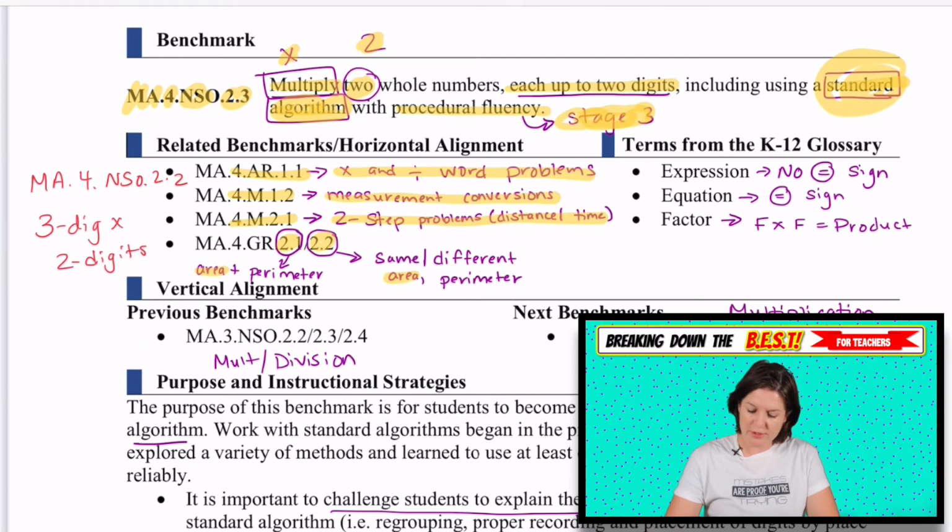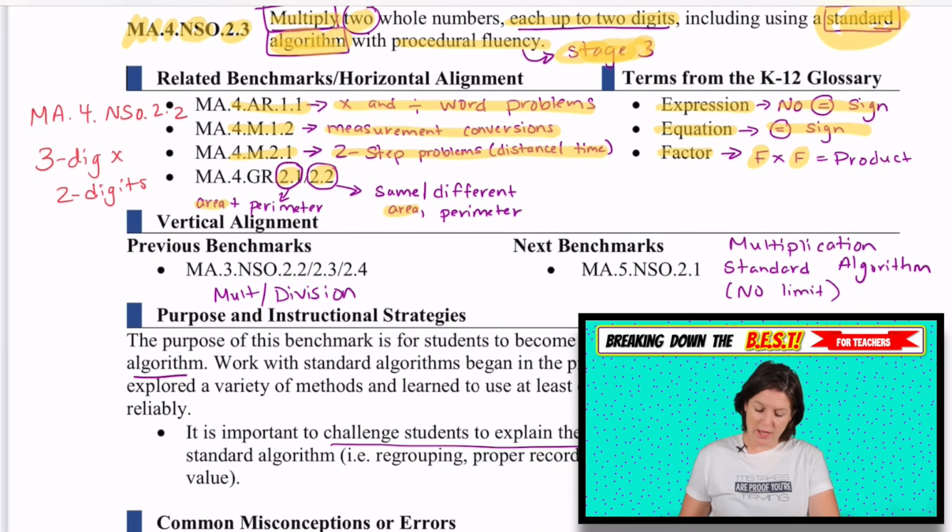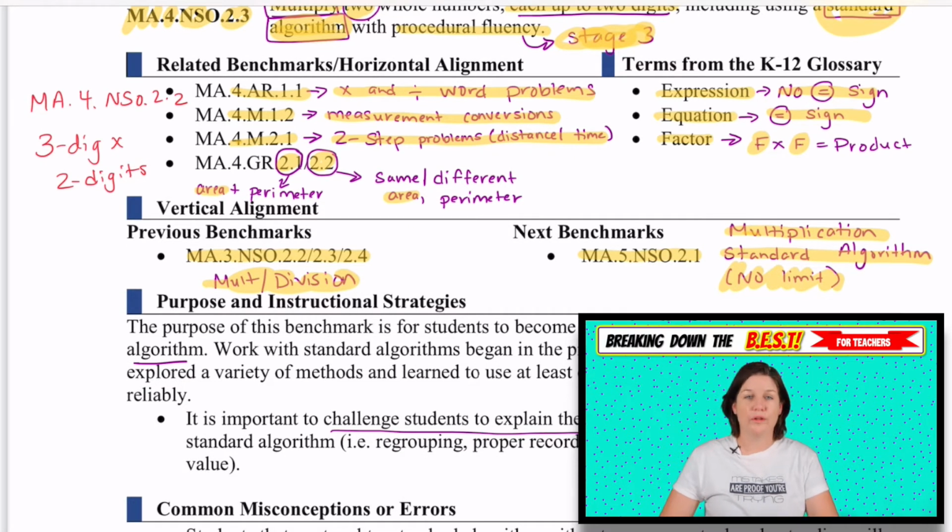Let's talk about some terms from the K through 12 glossary. Expression here means that there's no equal sign present. If we have an equal sign present, it means that we have an equation. That's the only difference. With a factor, that's what we're multiplying by. The factor times the factor equals a product. And where are they coming from? In 3rd grade, we've done lots of multiplication and division with factors up to 12. In 5th grade, we'll be multiplying using standard algorithm, but we will not have any limits, except that we're multiplying whole numbers for this one.